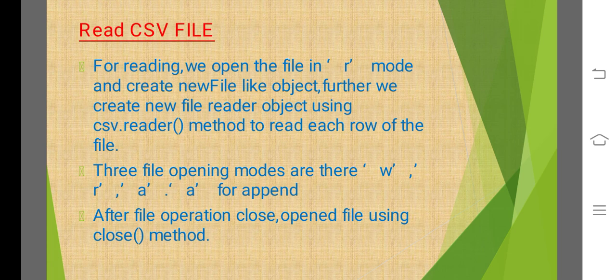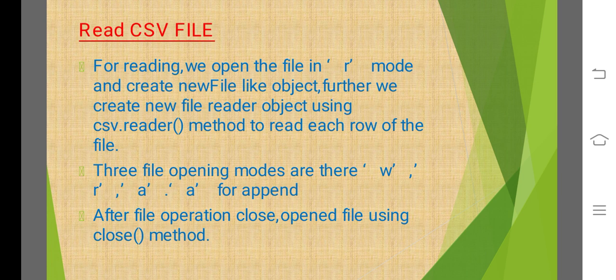Using the object, we create a new file reader object using csv.reader. For reading a file, we require csv.reader, and for writing a file, we require csv.writer as an object. This is the method to read each row of the file.